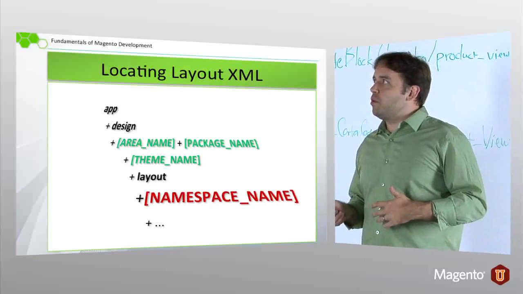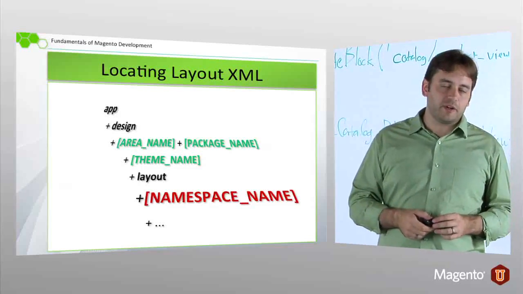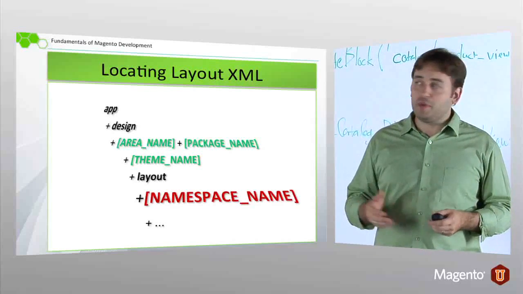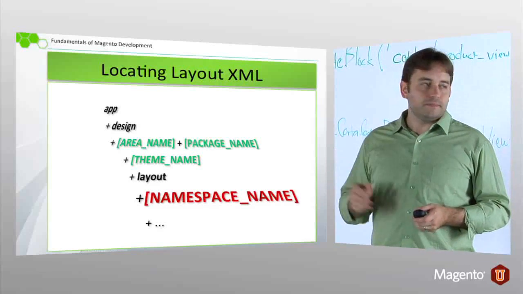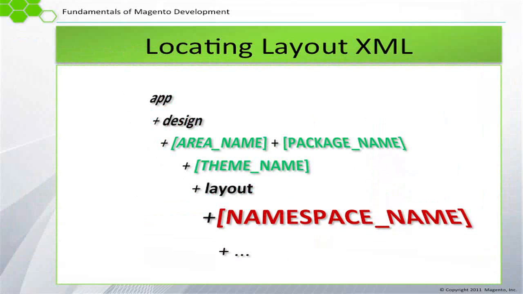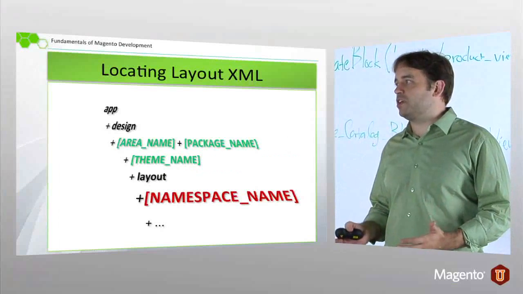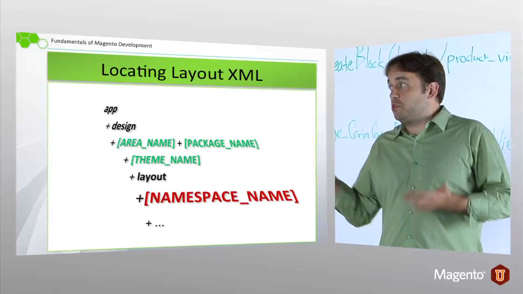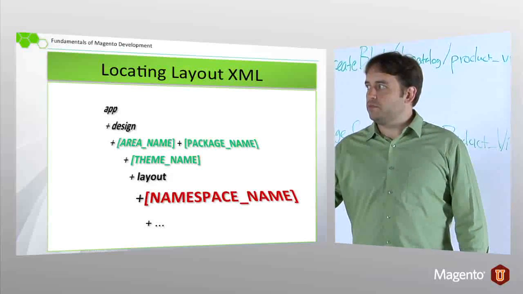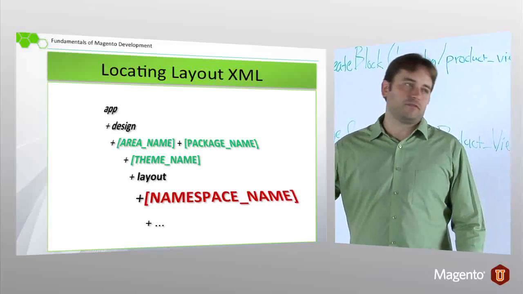And similarly, with layout XML files, which can be declared by your module, you'll have, again, app design and then frontend, package name, frontend, package name, or admin HTML, package name, theme name, and then a layout folder. And in your module configuration, you only declare things relative to the folder that contains them, the layout folder.